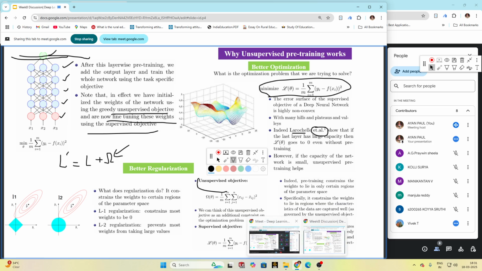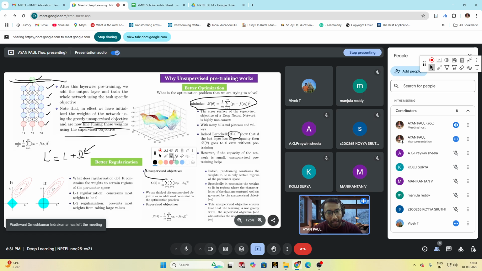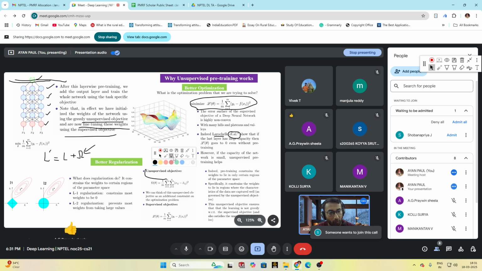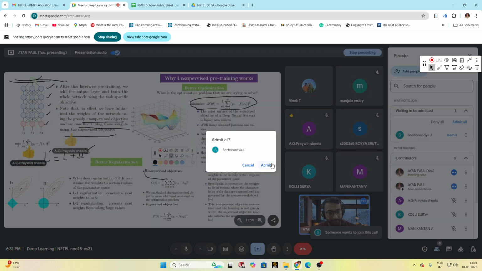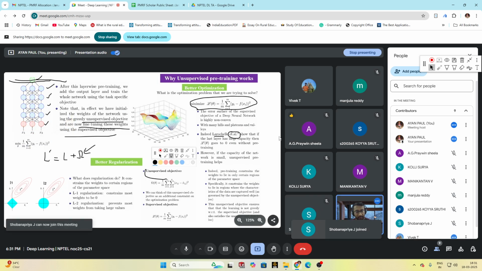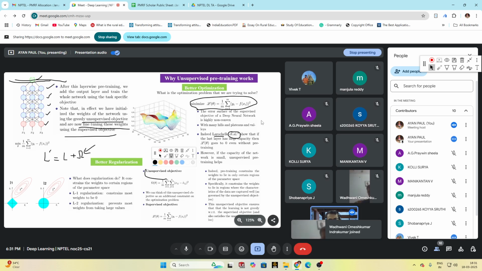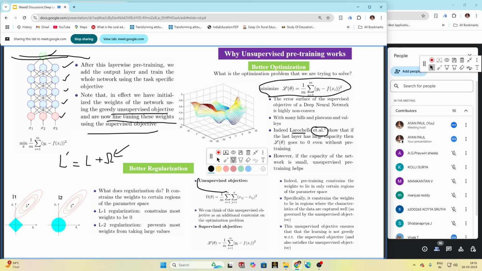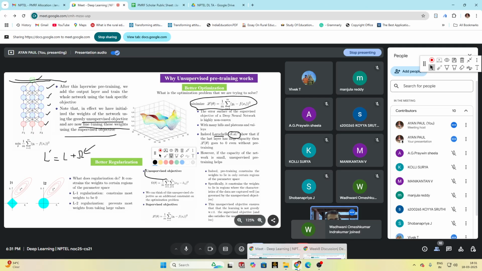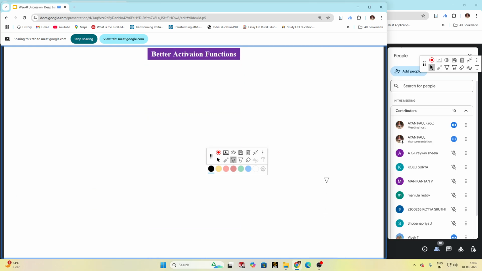So is the unsupervised pre-training clear to all of you? Why we are doing it and why it performs better? Clear, right? So what are the two steps of unsupervised pre-training? One is pre-training, second is fine-tuning. In pre-training, we are doing this unsupervised process. In fine-tuning, we are doing this supervised process. So this is the thing about unsupervised pre-training. I hope it is clear to all of you. Okay, so we will move to the next thing, that is better activation function.